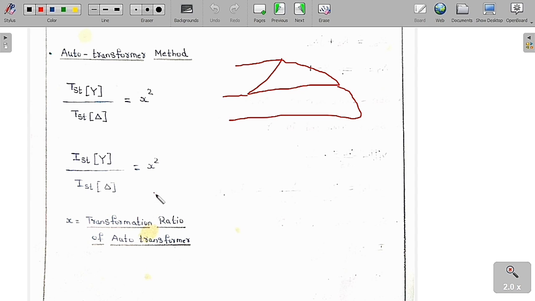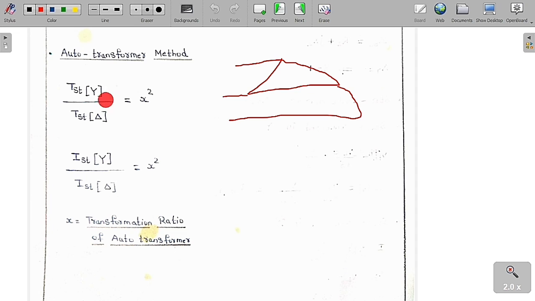The starting torque with respect to auto transformer is equal to X square times the starting torque with respect to DOL. And similarly, the starting current with respect to auto transformer is equal to X square times the starting current with respect to DOL. Or in another case, whenever you connect a star and then a delta, the ratio of the starting torque with respect to star by the starting torque with respect to delta, you are going to get X square in the auto transformer. Similarly, the starting current with respect to star connection by the starting current with respect to delta is again X square. This is called the transformation ratio of the auto transformer.